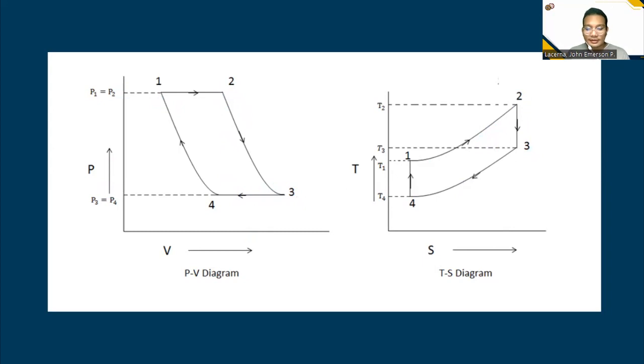Okay. From process 3 to 4 naman, cooling of gas is happening at constant pressure. In PV diagram, the pressure remains constant, kaya pressure 3 is equal to pressure 4, and the volume decreases from volume 3 to volume 4. Okay? And sa process 4 to 1, bumalik. Isentropic compression takes place in the compressor. In PV diagram, the pressure increases from P4 to P1, and volume decreases from volume 4 to volume 1.